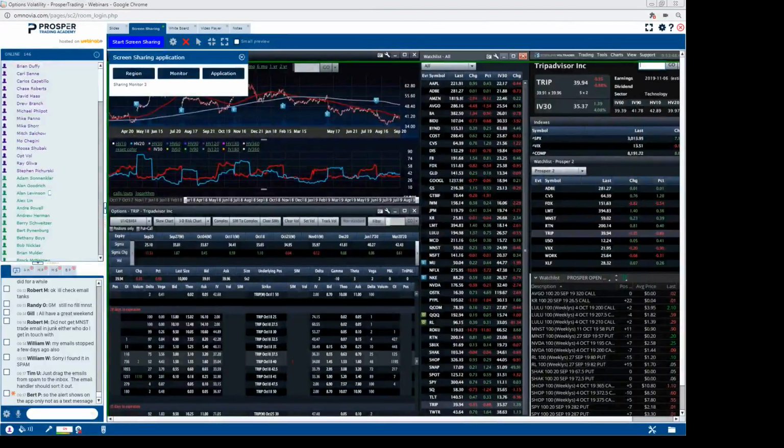All right, so we're going to have a discussion here on expected move, how to calculate what the expected move is. Okay, there's a few different ways to do it.